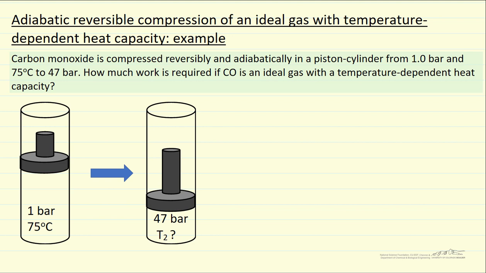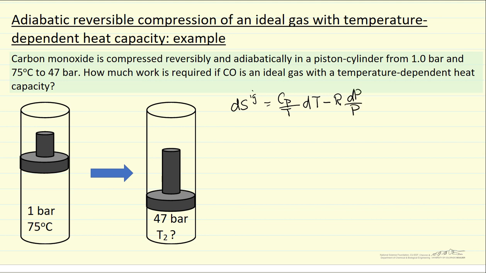Okay, so the way we do this is we write the differential entropy change for an ideal gas, and that's Cp over T dT minus R dP over P. And of course, the entropy change is 0 for a reversible adiabatic process. So if we integrate this, we have the integral of Cp over T dT minus R log of P2 over P1, and that's equal to 0 because it's reversible and adiabatic. So this is going from T1 to T2.